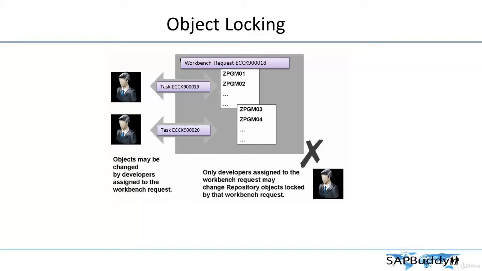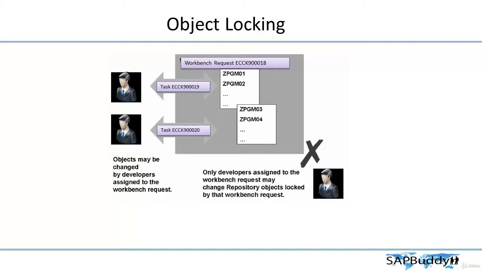And the workbench transport request ensures that the developer modifying the object is assigned to a valid task in the workbench request. Once you assign the task, the particular object will be locked and it will be assigned to the specific user for modification. Meaning to say, when a repository object is assigned to a task within the workbench transport request, the object can only be modified by the developer which is assigned to the specific transport request.